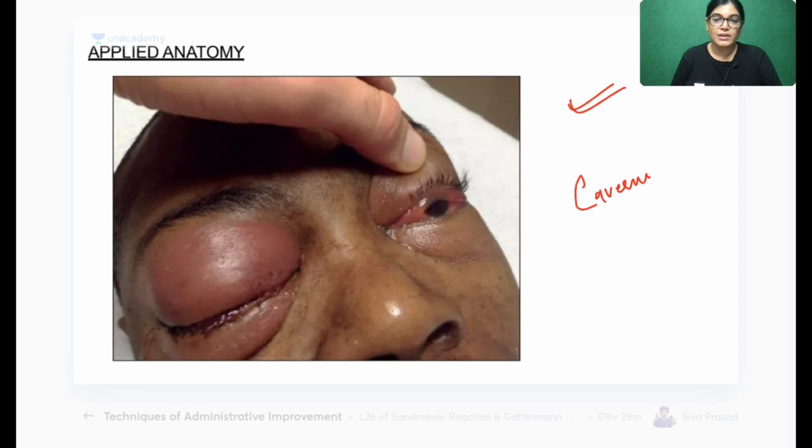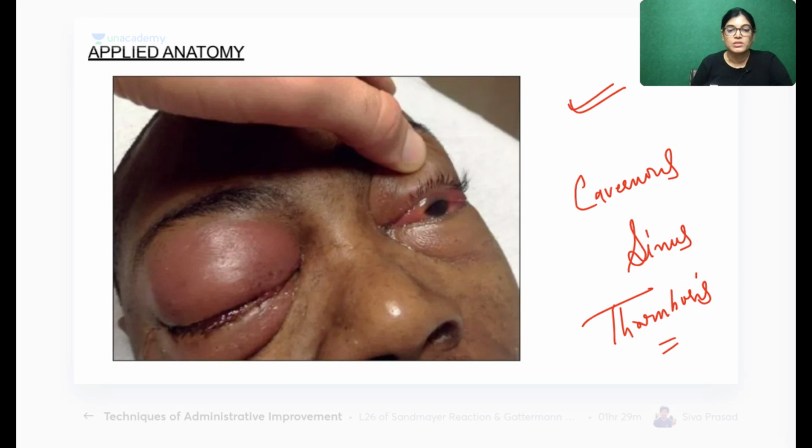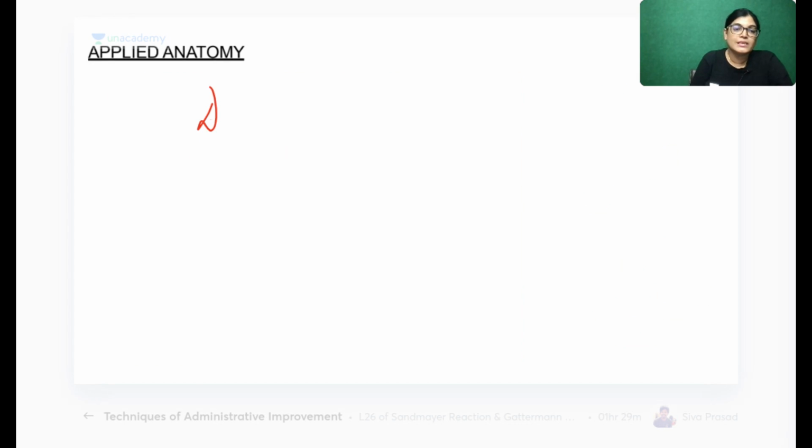Yes, thrombosis, cavernous sinus thrombosis. This is the case of cavernous sinus thrombosis. Absolutely right. The reason is due to numerous communications.